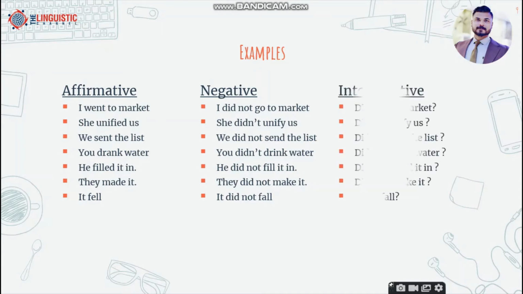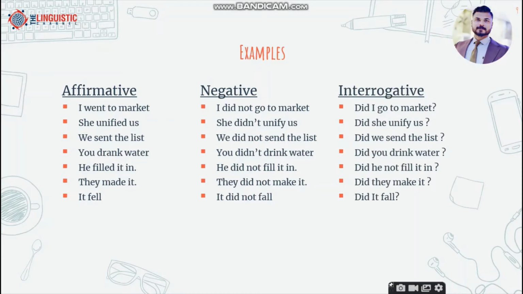Interrogative, it's going to be, did I go to market? Did she unify us? Did we send the list? Did you drink water? And so on. Okay, we have followed the same rule, using the helping verb in the beginning, and the rest of the sentence remained the same.